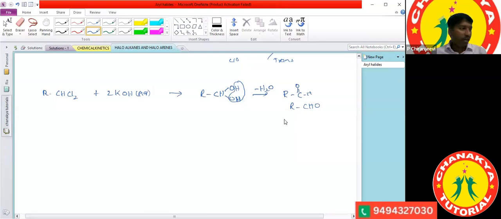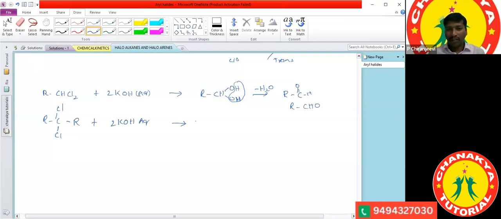Okay. For example, if they had given R-C-Cl-Cl-R, I'm writing it directly. R-CCl2-R, if it is treated with 2 moles of KOH, so what is the product that is going to be formed?